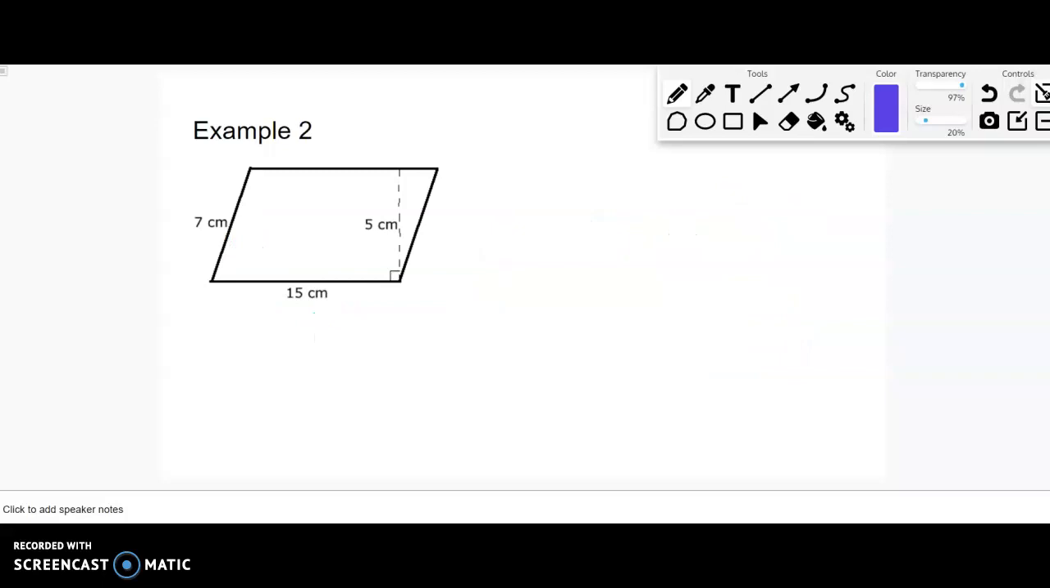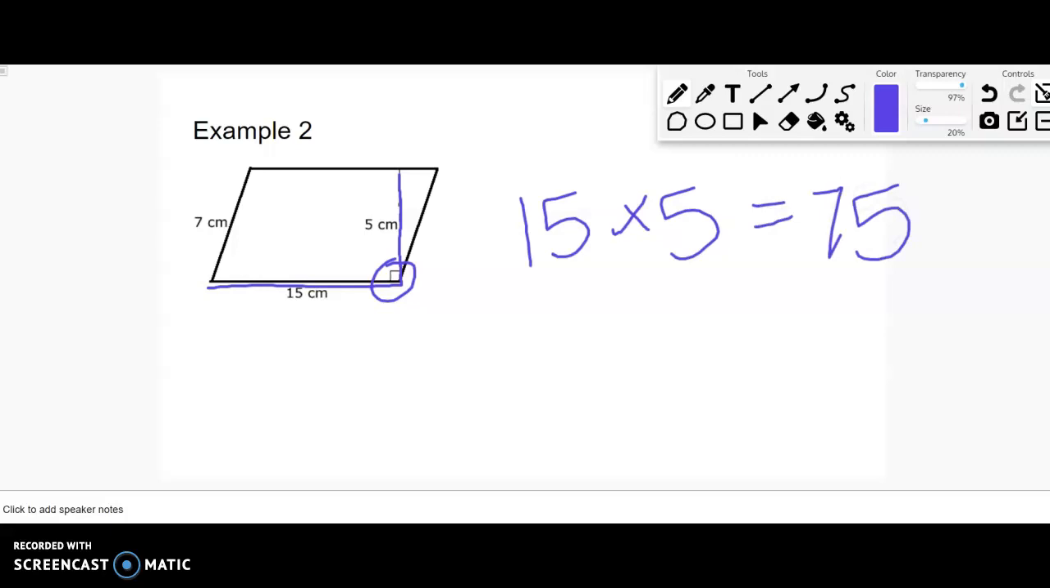Another example, find my perpendicular indication, my notation, and then we say, okay, this and this are perpendicular, so we can do 15 the base times 5, which is the height. That gives me 75, assuming I'm doing my math right, centimeters squared. If I get it wrong, make sure you let me know. This 7 is really just extra information. It's a sideways height, and remember, we don't use the sideways height. We use the 2 sides that are perpendicular.